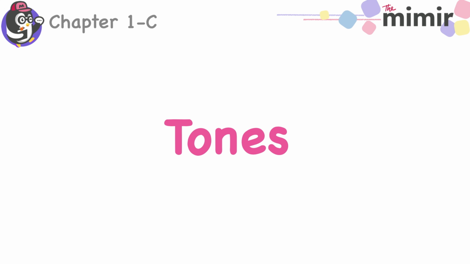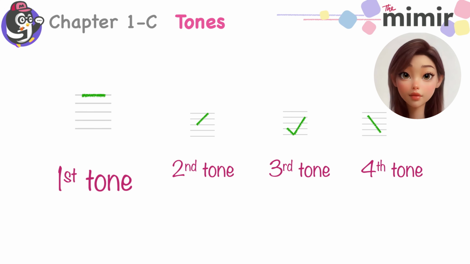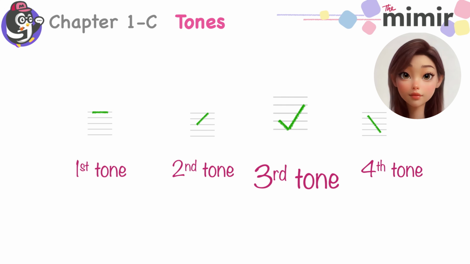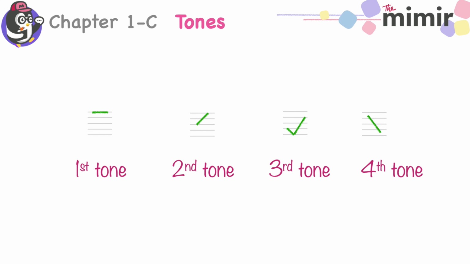Part C. Tones. There are 4 tones in Chinese pinyin, which are first tone, 一声, second tone, 二声, third tone, 三声, and fourth tone, 四声. Let's try the 4 tones with the final a. A, a, a, a.